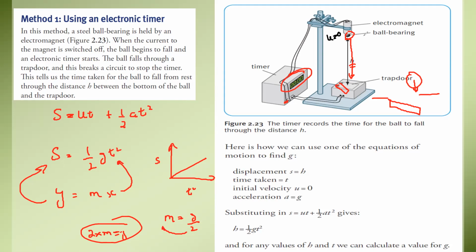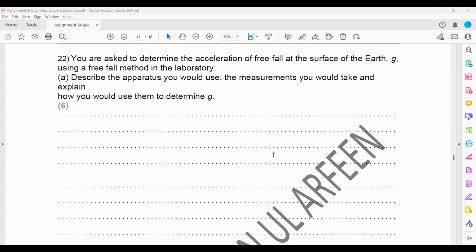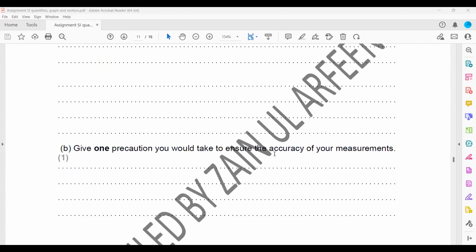But in terms of accuracy, it reduces the reaction time of a person, as there's no reaction time involved here. We don't have to record the time ourselves. The timer automatically starts and stops, so it will be more accurate compared to a stopwatch. So there are multiple ways to find the acceleration due to gravity.